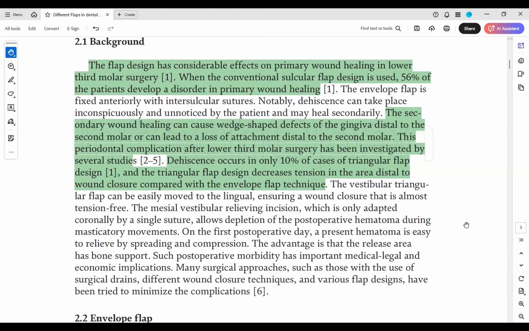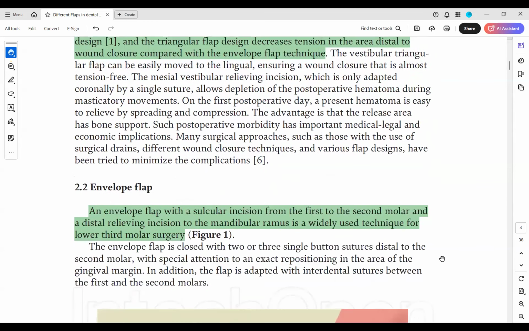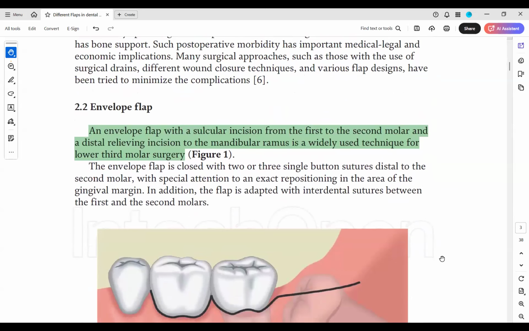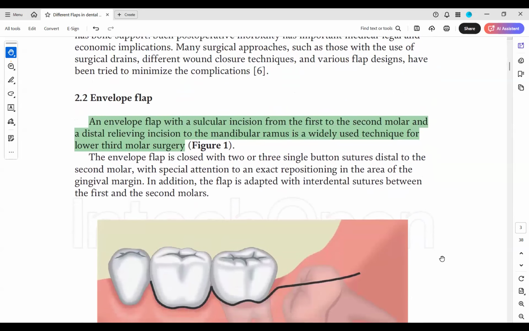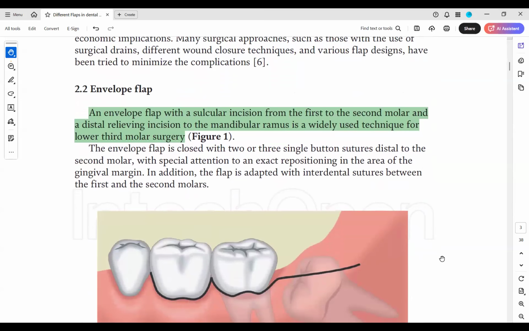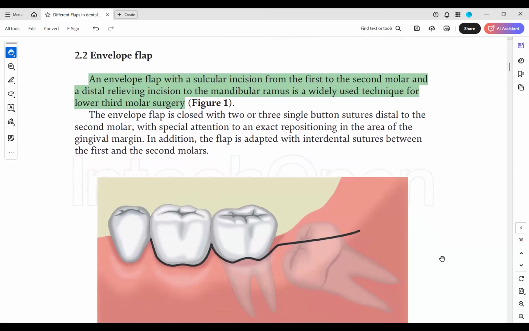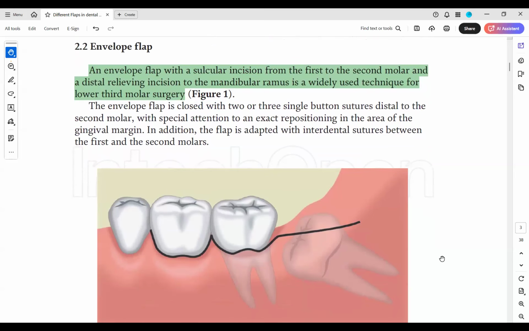So if you're given all four choices, you know the correct answer now. Is concept number one clear for everyone here? Which is the preferred technique for third molar surgery? Absolutely correct, Sanjeev. The chances of dehiscence, defects, attachment loss, and secondary healing are all less with the triangular flap. Now, for definition, you must know how they both look.